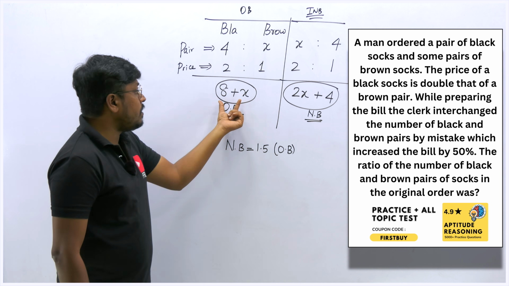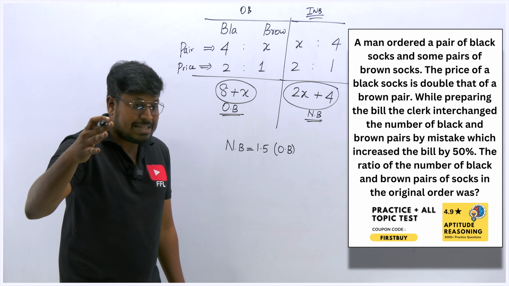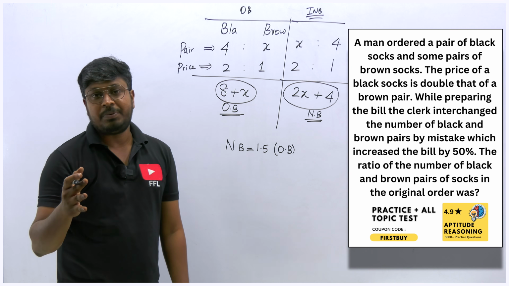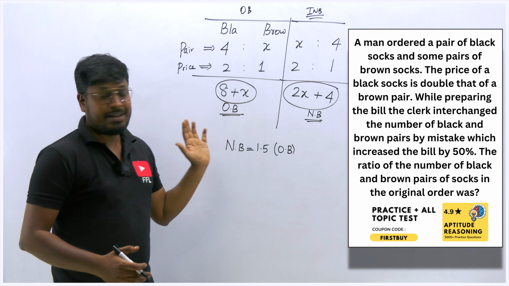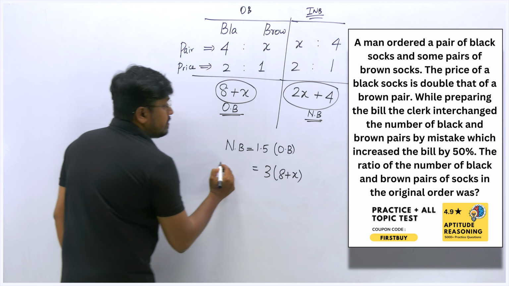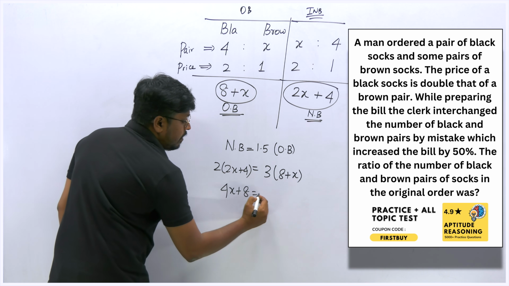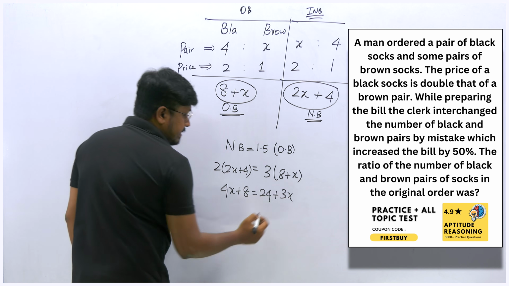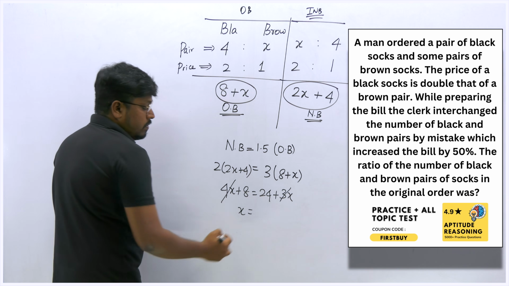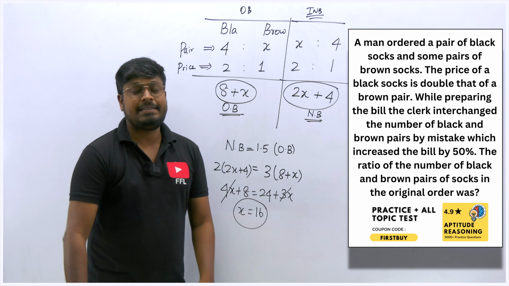So now we already know all the values. Substitute here and find out the answer. If it is a 50% increase, 150 by 100. When you cancel it on the 5 table, the resultant will be 3 by 2. So multiply by 3 by 2 and find out the answer, right? So old bill times 3 by 2, which is 3 into (8 plus x). So this will be 2 times (2x plus 4). So 4x plus 8 is equal to 24 plus 3x. We can cancel 3x from 4x, leaving x. So 24 minus 8 will be 16. Finally we got the value of x equal to 16.